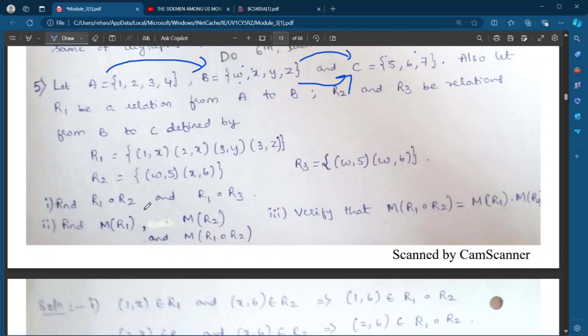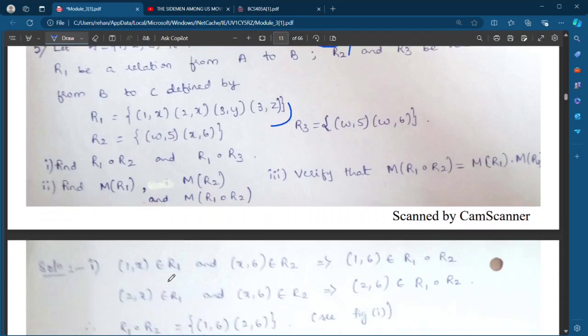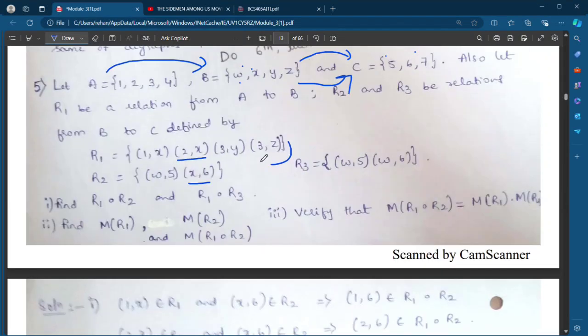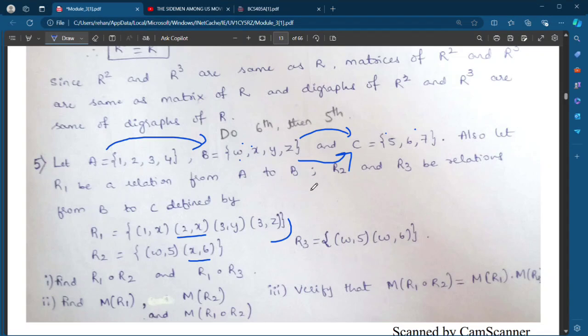Now what they have said: find R1 composition R2, and R1 composition R3. So how will I find R1 composition R2? I have R1. See here, 1 comma X belongs to R1, and X comma 6 belongs to R2. Therefore 1 comma 6 belongs to R1 composition R2. Okay. Then 2 comma X belongs to R1 and X comma 6 belongs to R2. Therefore 2 comma 6 belongs to R1 composition R2. Therefore R1 composition R2 is equal to 1 comma 6 and 2 comma 6. Okay, that's it. Now I'm not taking 3Y, 3Z, WX. Why I'm not taking these is because I need a composition, and R1 composition R2 is nothing but from A to C. Just remember.